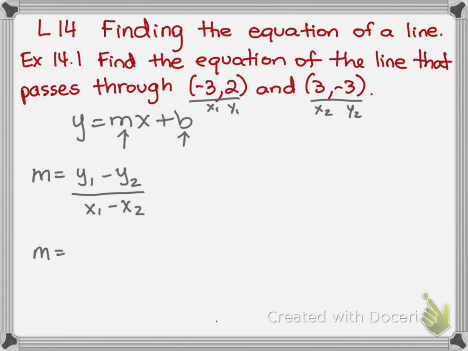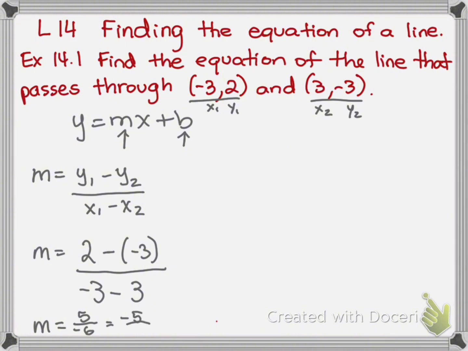So we're going to substitute, and the y1 is 2. Then there's a minus in the formula, and then the y2 is negative 3. And then on the bottom we have x1, which is negative 3. Then there's the negative of the formula, and then the x2, which is 3 also. And then in this case, if we simplify, 2 plus 3 is 5. And negative 3 minus 3 is negative 6. So the slope is negative 5/6.